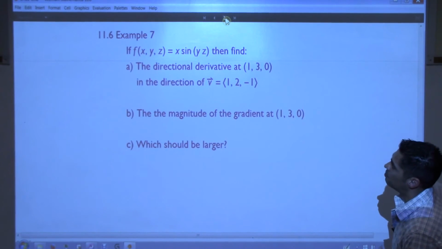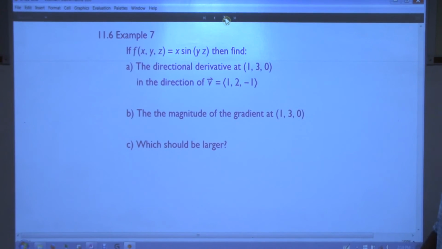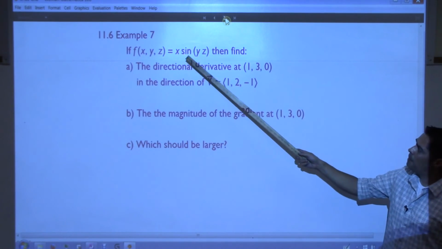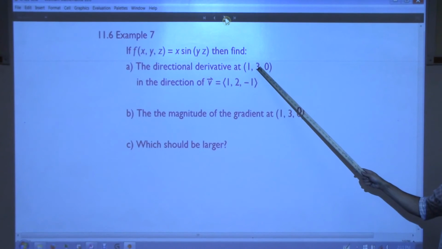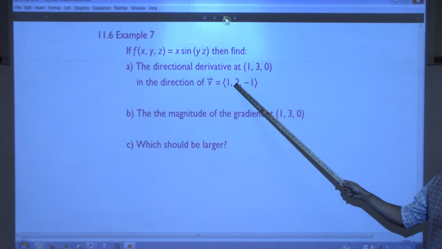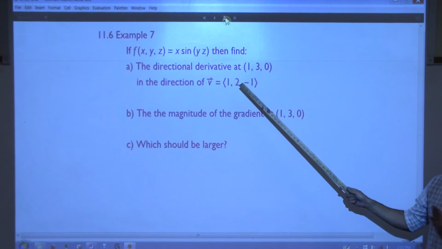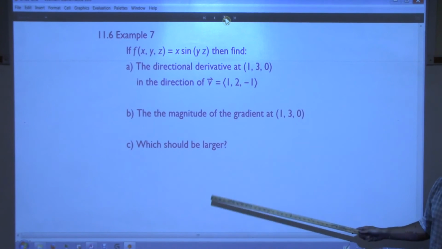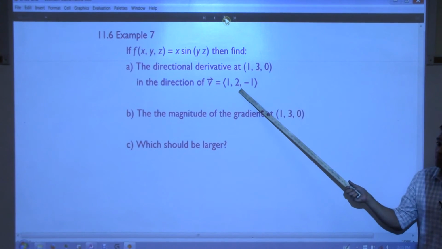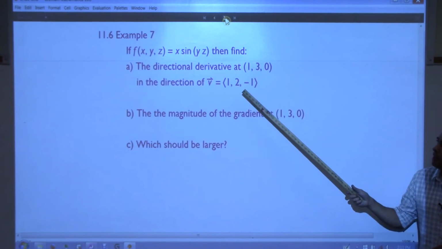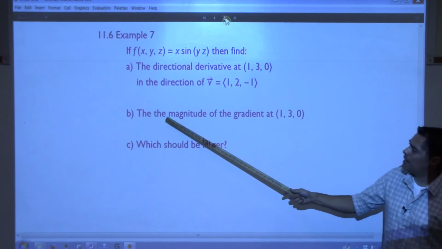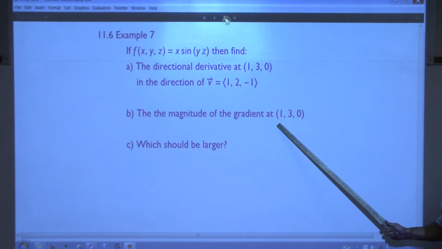Let's see about this one. Here's a function of 3 variables. Find the directional derivative at this point in this direction. So this is what we started class with. Directional derivative, I give you a vector. You've got to make sure first that this is a unit vector, right? And then go through the whole computation. Then it says to find the magnitude of the gradient at the same point.